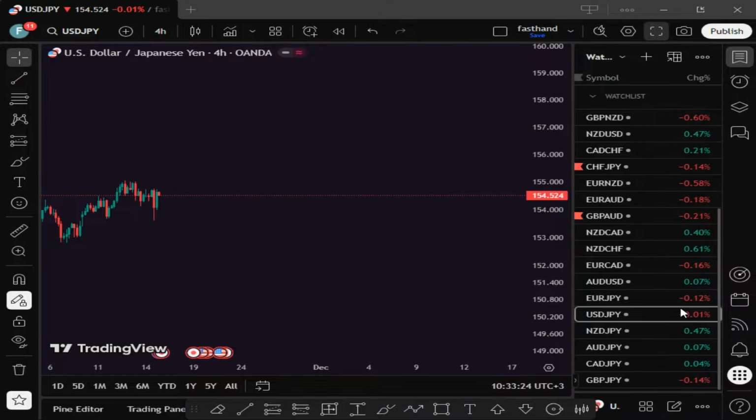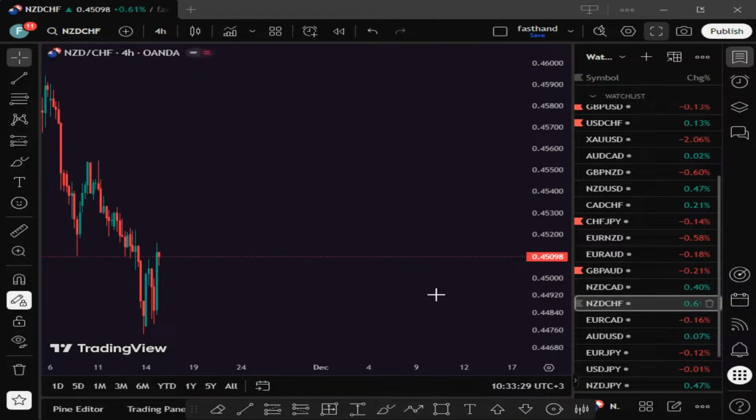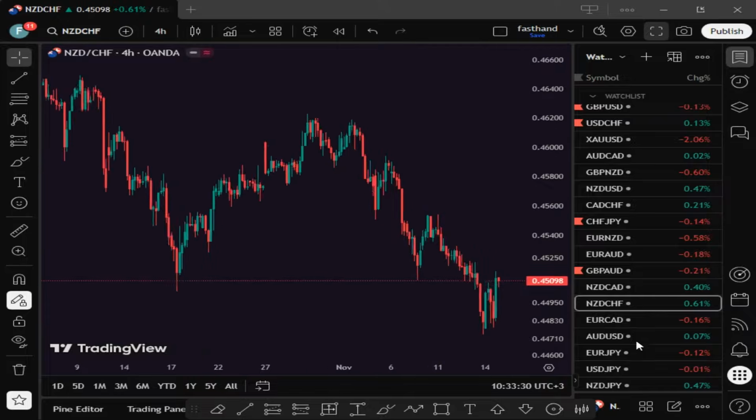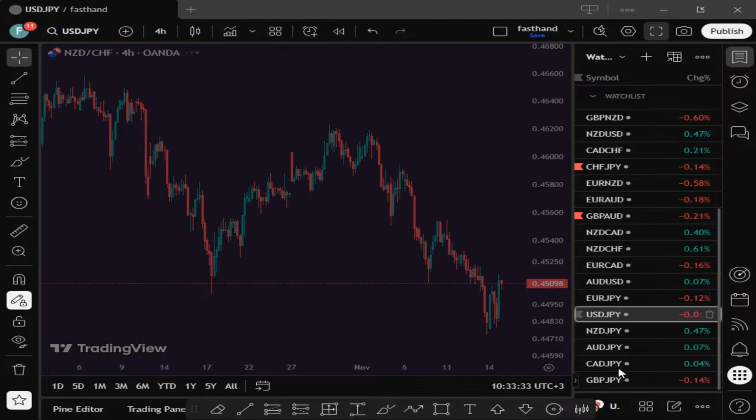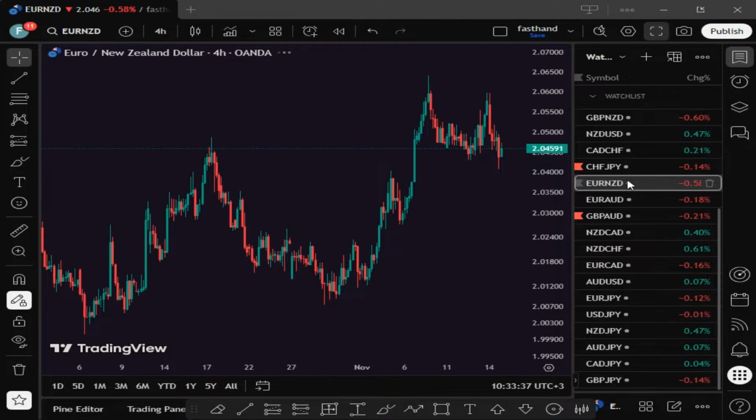Let me give you maybe a last example before we call it a day. Maybe another one. What's this? NZDCHF. Okay, maybe you guys can think that I'm just choosing any pair. Let's avoid GBP. Let's see what Euro NZD is telling us.